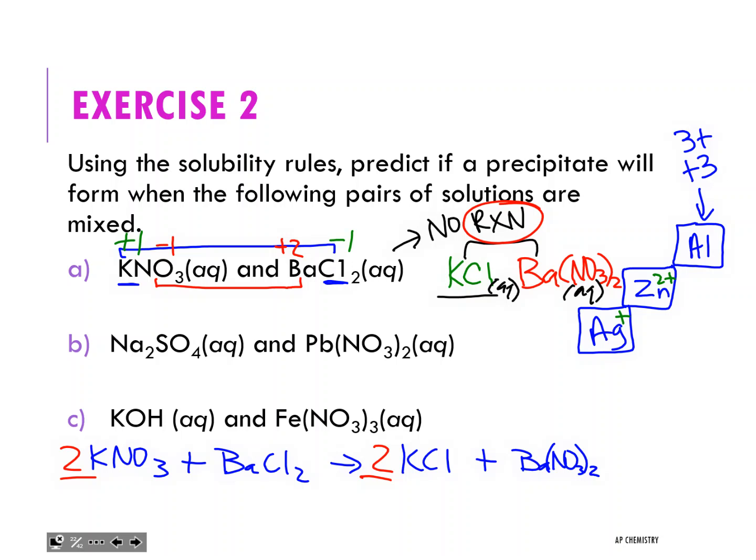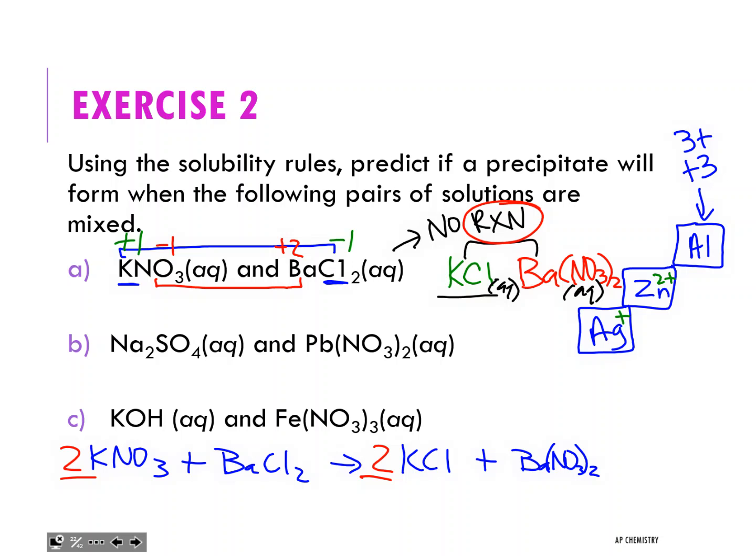Thank you. Okay? So go ahead and try B and C. See if you can figure them out. Just look for the products. You don't have to write out the balanced equation, but try to figure out what the products would be and decide if we have a precipitate.